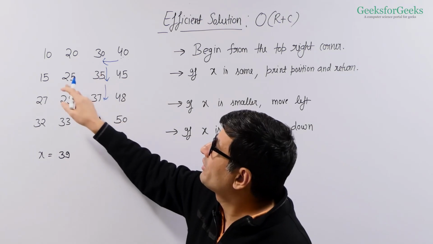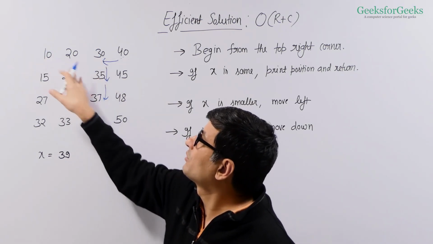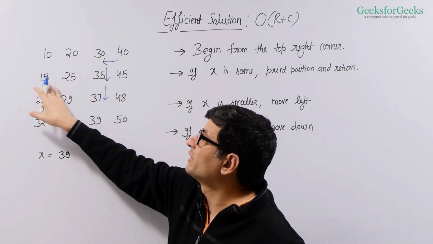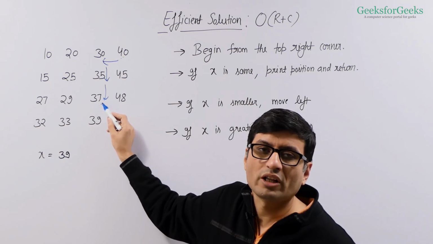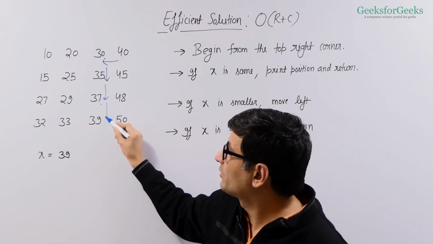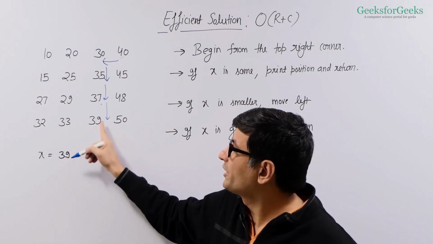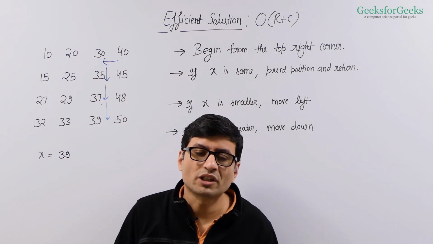See, when we are going down, we are actually skipping these elements. When we went down here, we skipped these two elements. When we went down here, we skipped these two elements. Right? Now 37 again is smaller than 39. So we skip these two elements also and we go down. And at this point 39 matches with 39. So we return this position and we print this position and we return.